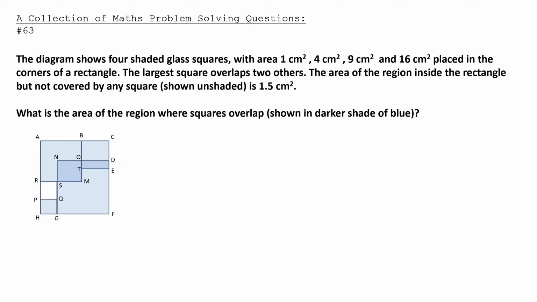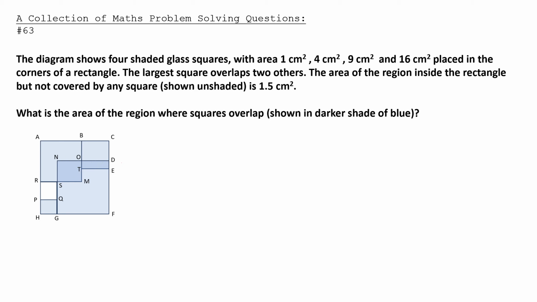So in this question, the area that we are supposed to find out is this one. So there are two rectangles, ODET and OMSN. So these two rectangles we have to find the area of. So we find them separately and then add them together. That's the way I have done this.